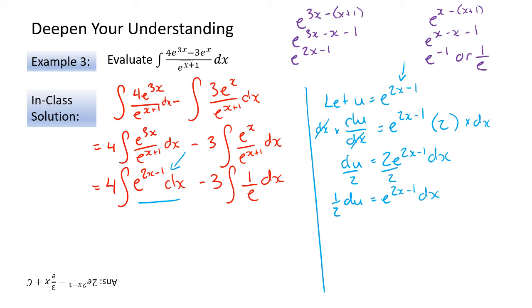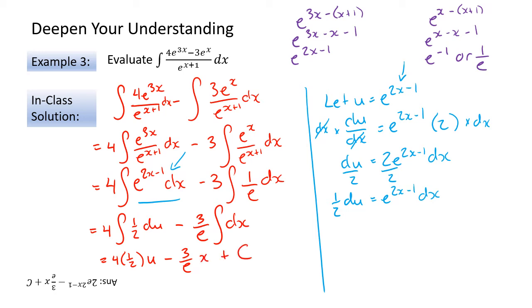So substituting that in, I get 4 times the integral of 1/2 du minus, in this case, I just have constants. This is just 3 over e times the integral of dx. Okay? So now taking these integrals, again, they're both simple integrals now. It's 4 times 1/2, and now the integral of du is just u, minus 3 over e times x. Okay? And then, of course, we have a constant.